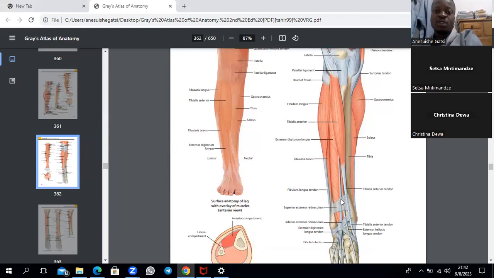So this is a picture that you're seeing here. This is tibialis anterior. This is extensor digitorum longus. The hallux is a bit deeper, so you can see it here. Then this muscle here is fibularis longus or peroneus longus. This is lateral compartment. It's not part of anterior compartment.